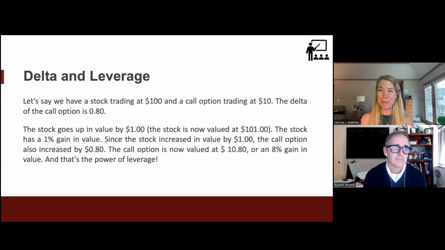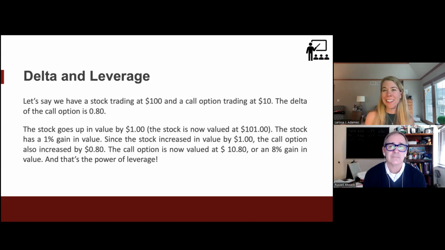Okay, this is always one of my favorite ones, delta and leverage. And I think particularly for the undergraduate students, when I present this example, their eyes always get really big. So if you spend $100 on a stock or an underlying, the most you can lose is that $100. But if you're buying a call option on the same product and it only costs you $10, the most you can lose is $10.